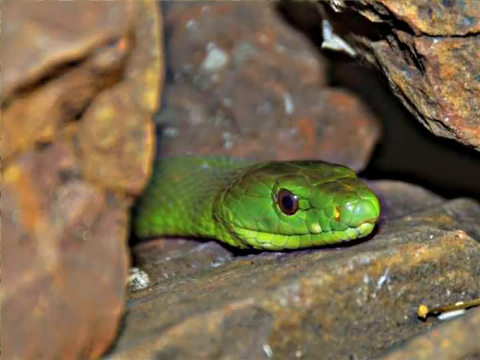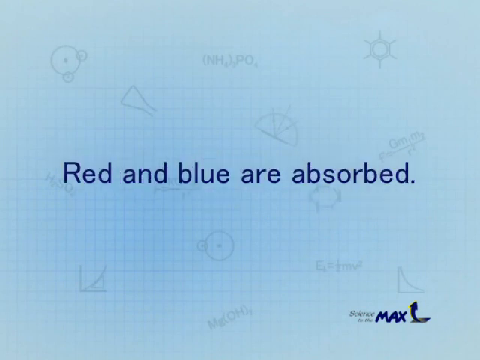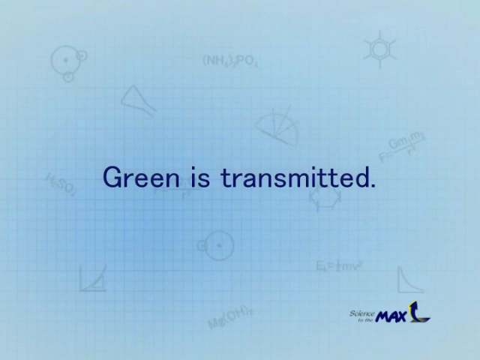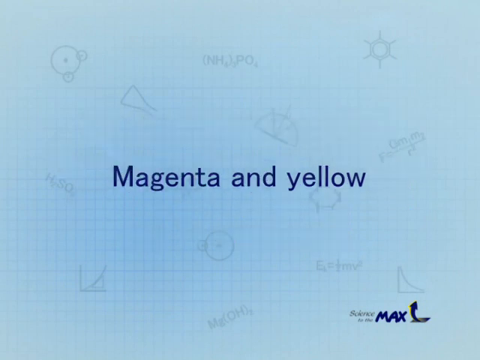Let's try some exercises. What colors of light are absorbed by a green leaf? Well, green is reflected, and so it must be the other two primary colors, red and blue, that are absorbed. What color of light passes through a transparent green bottle? Only green is transmitted. Explain which of the three colors, cyan, magenta and yellow, a printer would use to create red. It needs to be the two colors that reflect red, that is, magenta and yellow.